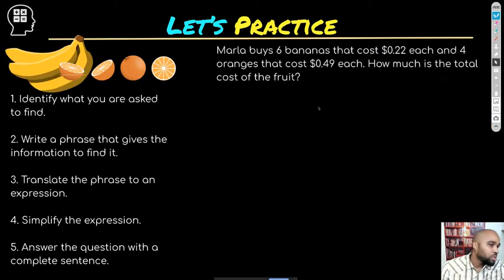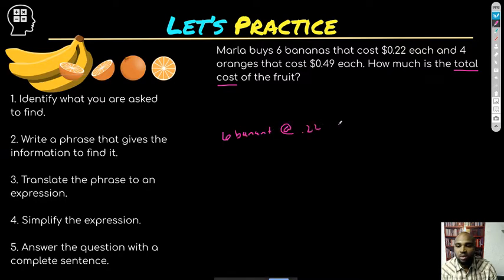All right, what about this one here? Marla buys 6 bananas that cost 22 cents each and 4 oranges that cost 49 cents each. How much is the total cost of fruit? So what are we looking for? We're looking for the total cost. Write a phrase that gives information. We got 6 bananas at 22 cents and 4 oranges.